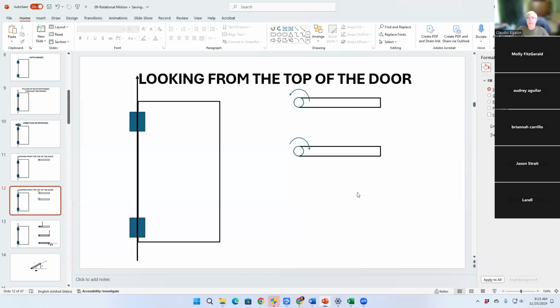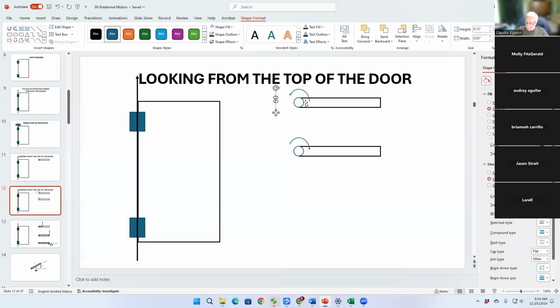If the door rotates in the counterclockwise direction, it is as though the axis of rotation is pointing towards us. And this direction is represented by a point. Like that.